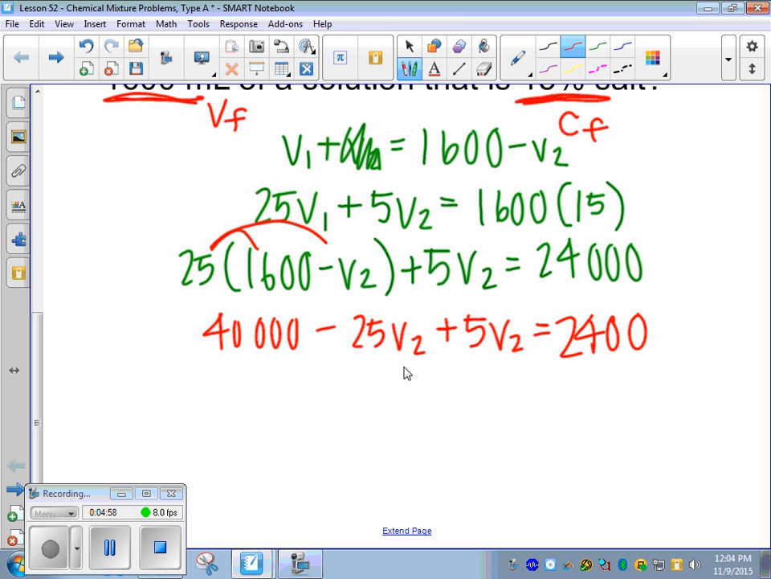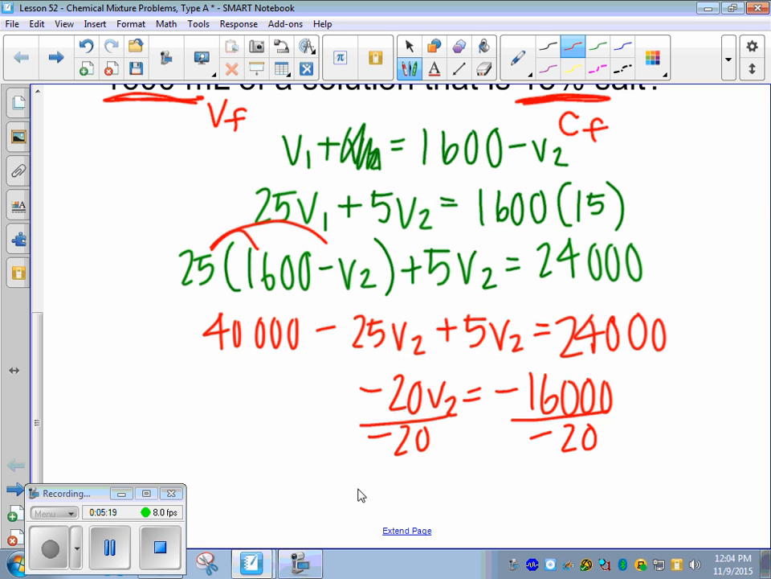So negative 25 plus 5 gives me negative 20 V2. I'm going to subtract over this 40,000. It's going to give me negative 16. Oh, I left a 0 off there. Negative 16,000. And I want V2 by itself, so I'm just going to divide by negative 20, divide by negative 20, and I get that V2 equals 800. These ones with the labels, you guys want to be extra careful.